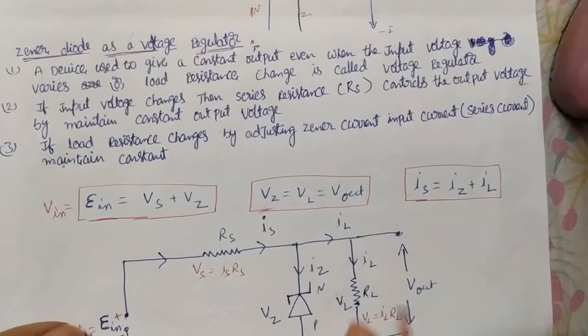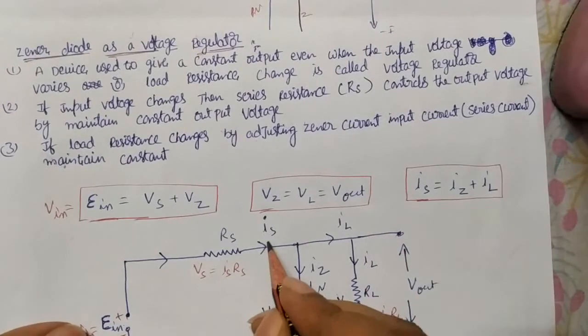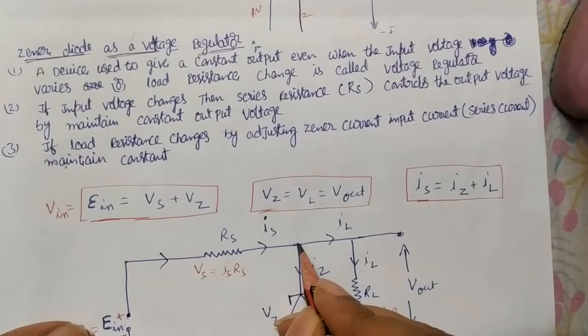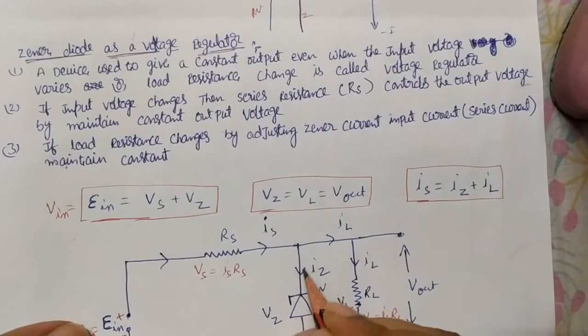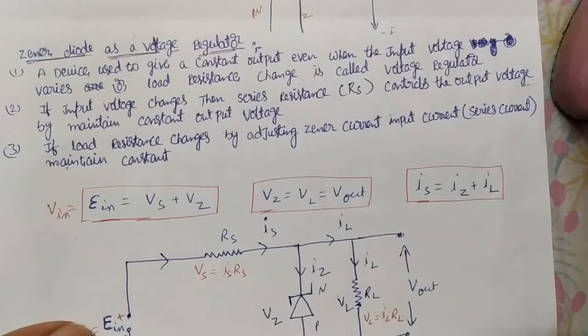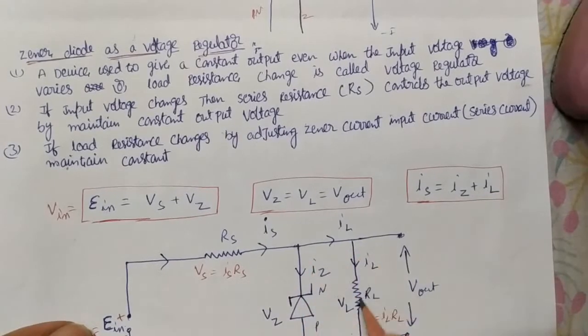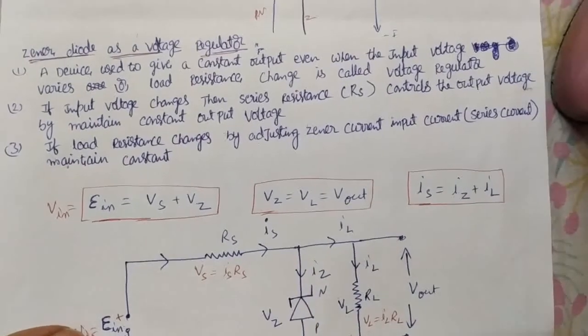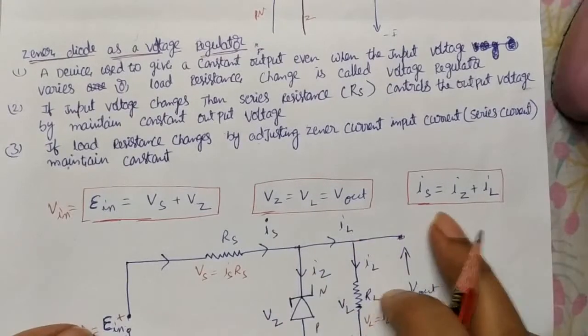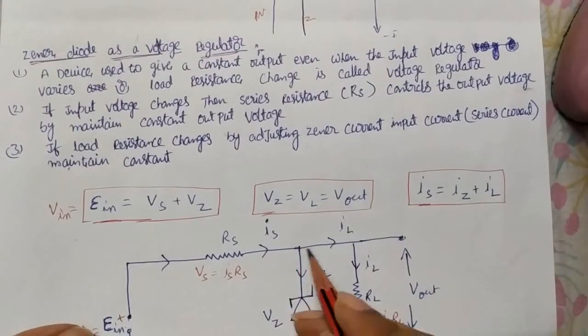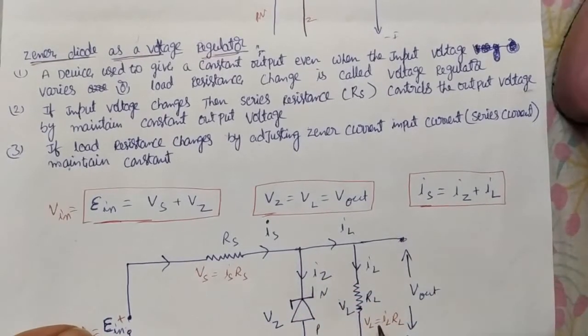And the current flowing through series resistance we can take it as IS. That will be split into two parts here. One is IZ, which is flowing through the Zener diode. The other is flowing through the load resistance. So IS is equal to IZ plus IL. We can write, it will be split into two parts.